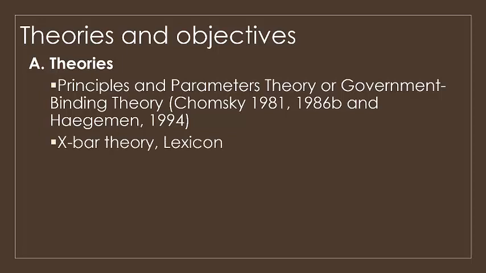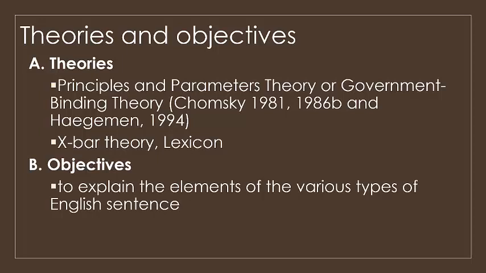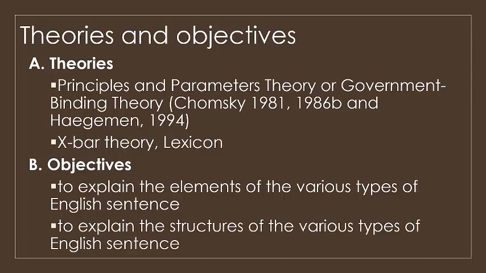Basically, the theories which I will use here are the X-bar theory and the lexicon, or mental dictionary. And then the objectives of the talk are, first, to explain the elements of the various types of English sentence. Second, to explain the structure of the various types of English sentence. So these are the two objectives of the talk on English sentence structure today.